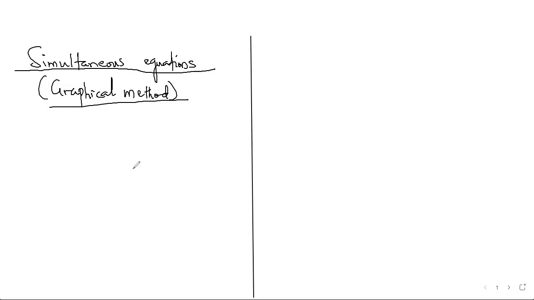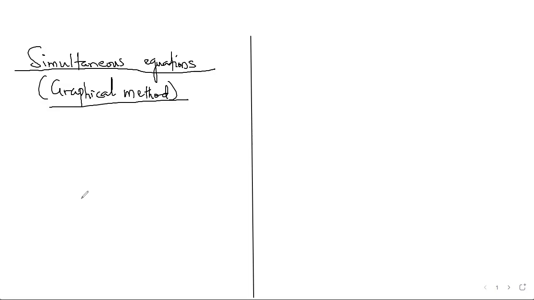So basically, when you have two equations, it could be two linear equations, or it could be one linear equation and one quadratic equation, depending on what you have. But in this video, we are going to look at two linear equations, how we can plot them on a graph, and how we can obtain the solution.